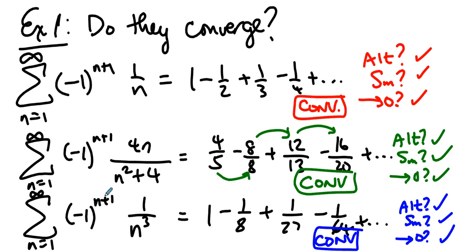Now, you might argue that this one would have converged anyway, even if this alternating piece wasn't there. And you'd be right. And that's what the other video in this lesson is going to talk about. We're going to talk about whether these would have converged anyway if it wasn't plus, minus, if it was just plus. But that's another video. So make sure you watch.